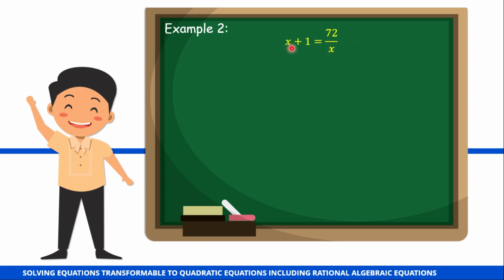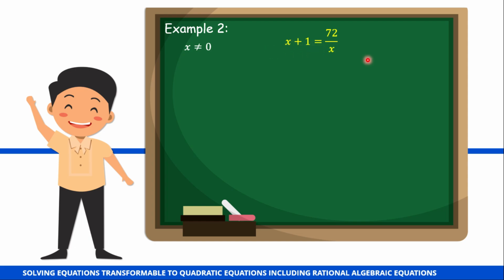Our equation is x plus 1 is equal to 72 divided by x. Now, mag-set tayo ng restriction ng x. Ibig sabihin, mag-isip tayo ng number na kapag ipinalit natin sa x ay magiging 0 ang denominator. Ano ba yung value ng x na yon? Answer is 0. So, x should not be equal to 0 dahil magkakaroon tayo ng 72 over 0. Hindi maaaring maging 0 ang denominator dito sa ating rational equation.